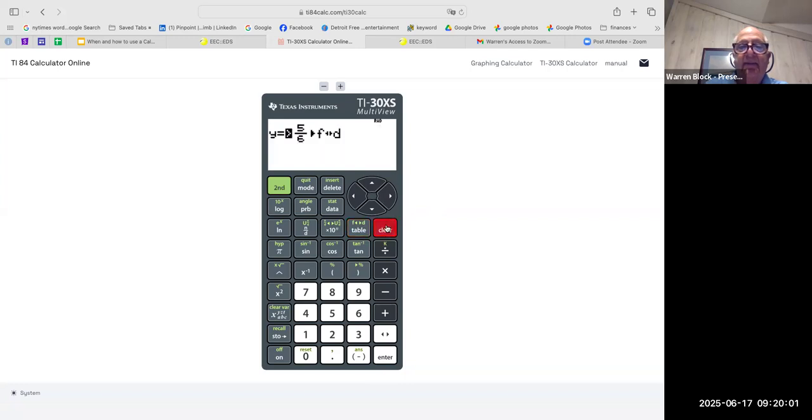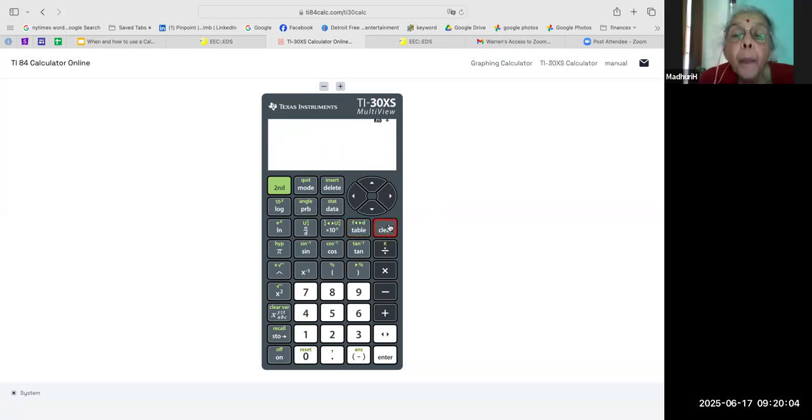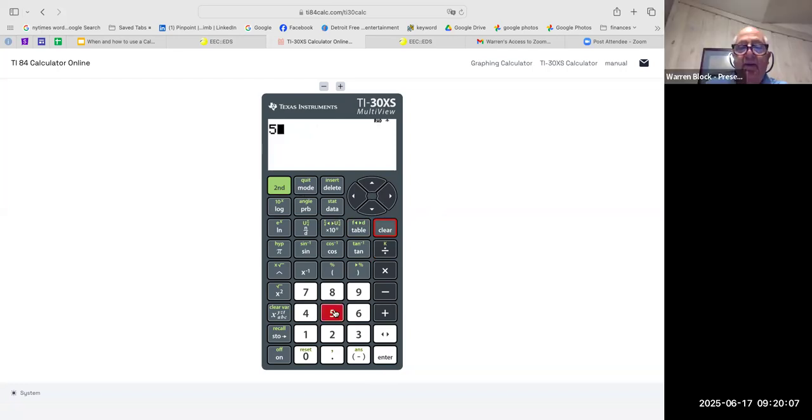Let me clear again. Okay. So 5 divided by 6. And second FD, and it comes out as 5/6. If we want to see 5/6, we can press second answer and second FD. Now, I never used this button on any calculator in my life, so this has been a learning experience for me.